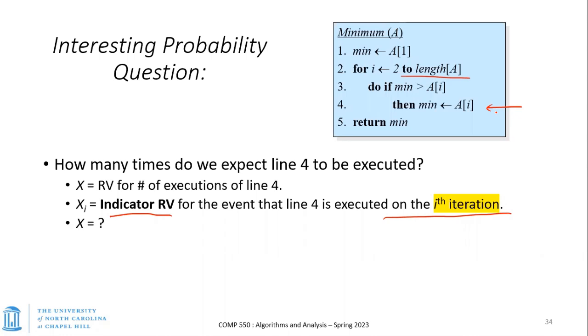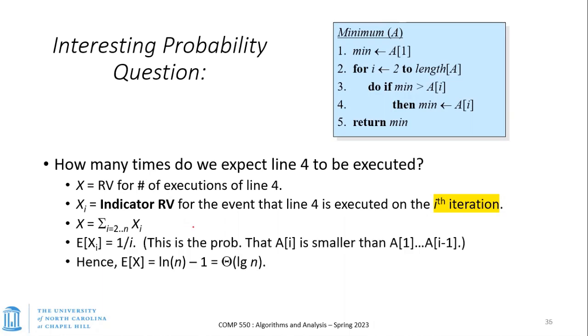It's a tricky question, but think about x sub i. First of all, x is going to be a summation of the x sub i's, because it's an indicator random variable. That's always the case because x sub i is only going to have one value, and all the rest are going to be 0. I don't want to spend too much time on this, but the expected value of x sub i is going to be 1 upon i. This is simply the property that A sub i is smaller than all of the previous values, and they're uniformly distributed. So the probability that a number is smaller than all the previous values, and there are i values, is simply 1 upon i.